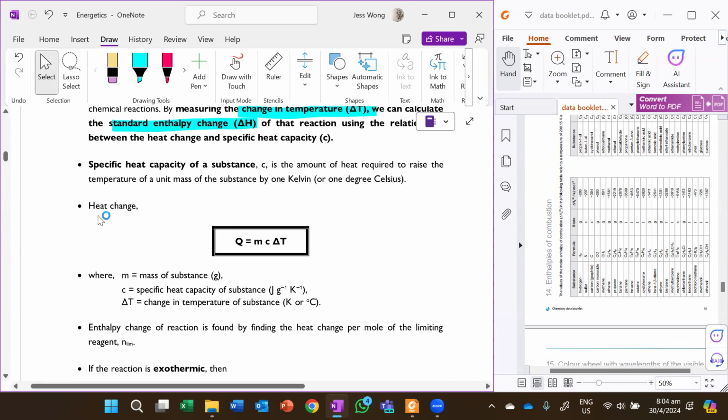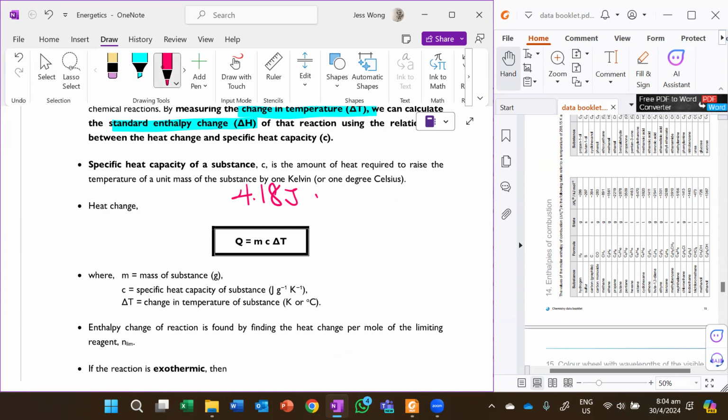So for example, if I have water, then the specific heat capacity of water will be 4.18 joules. I will need 4.18 joules of energy to raise the temperature of 1 gram of water by 1 Kelvin. So the specific heat capacity of water is 4.18 joules per gram per Kelvin. Specific heat capacity is shown by the small c.